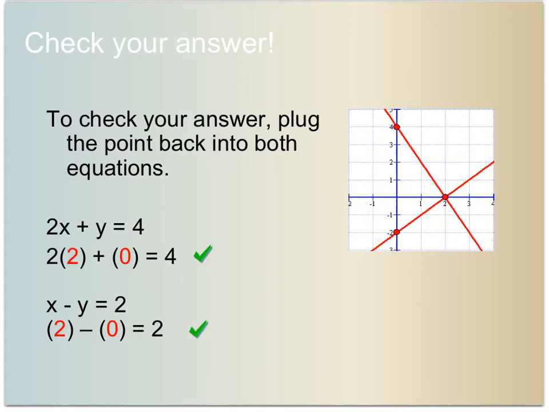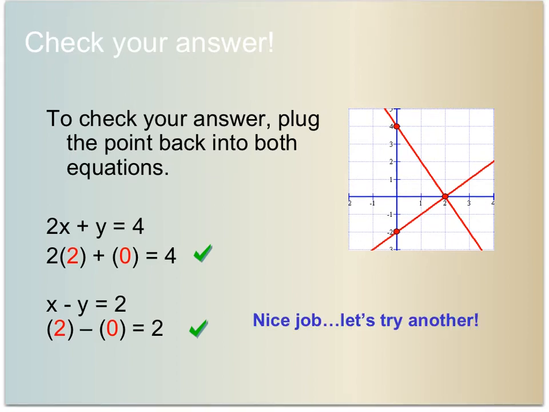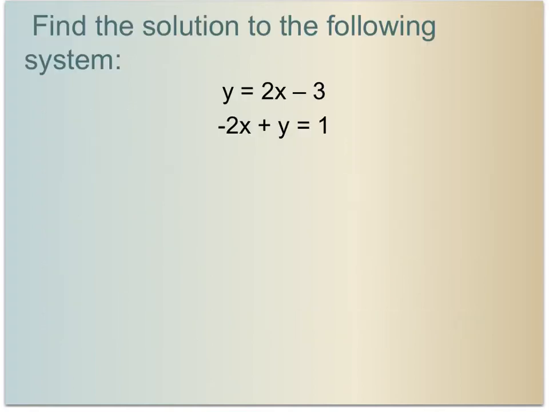So our ordered pair that we found of 2, 0, where these lines cross, is an actual solution to this system of equations. So let's try another one. Let's find the solution to this system of equations. y equals 2x minus 3 and negative 2x plus y equals 1.